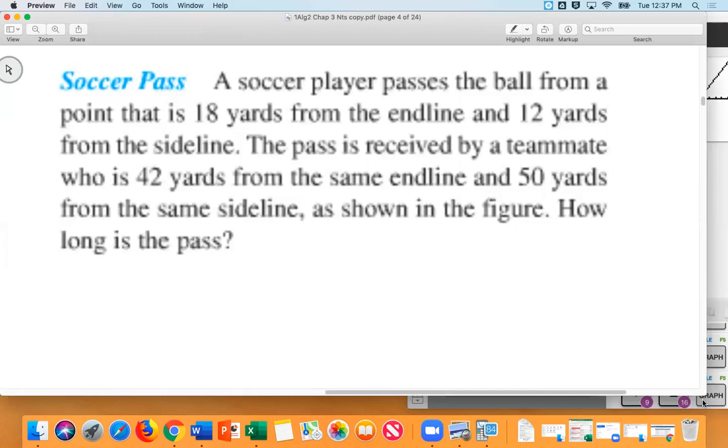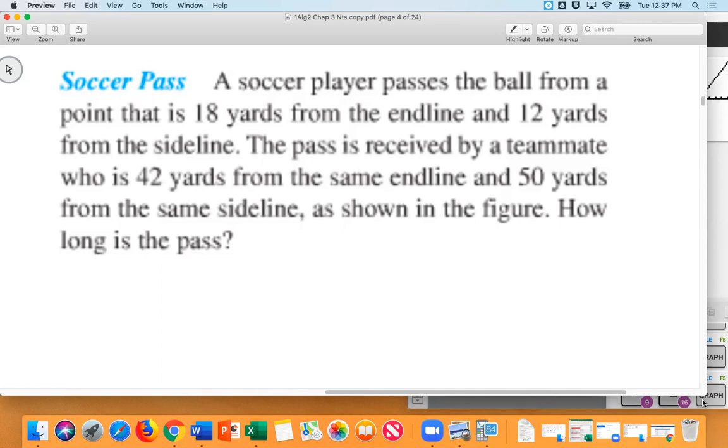A soccer player passes the ball from a point that is 18 yards from the end line. It's just called the 18-yard line. And 12 yards from the sideline. The pass is received by a teammate who is 42 yards from the same end line and 50 yards from the same sideline, as shown in the figure. Huh, you don't have a figure. How long is the pass?